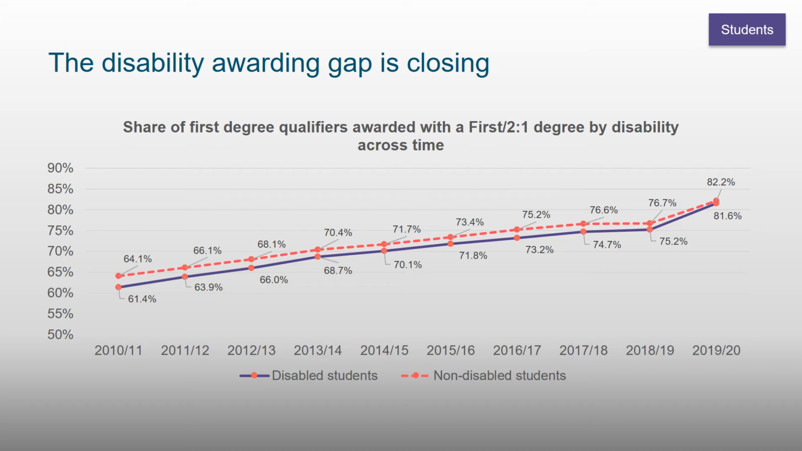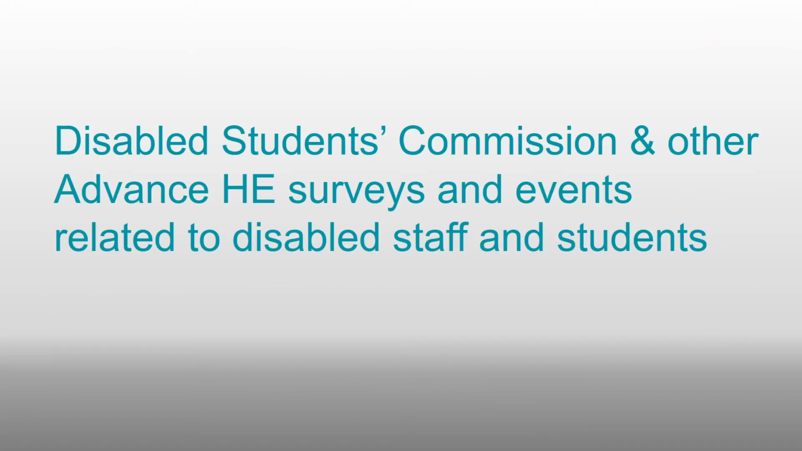So that brings me to the end of my whistle-stop tour of our key disability-related findings from our annual Staff and Student Equality, Diversity and Inclusion Statistical Reports. In the next few slides, I will present you with an overview of data related to disabled staff and students from other research we conduct at Advance HE.